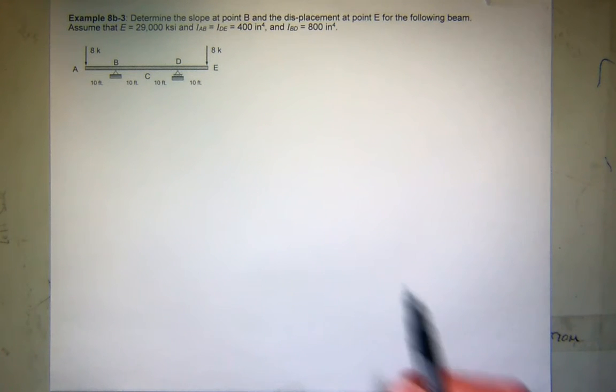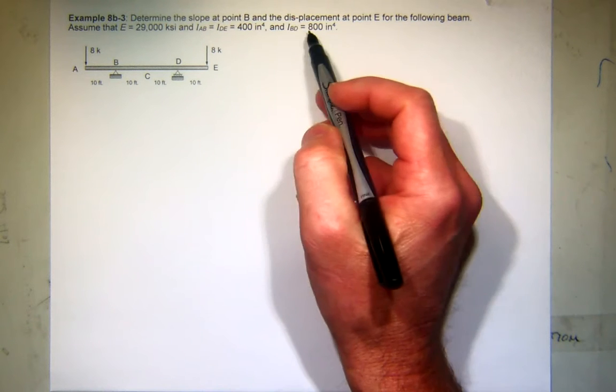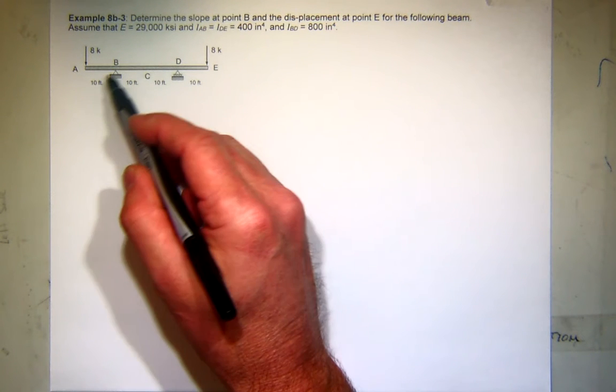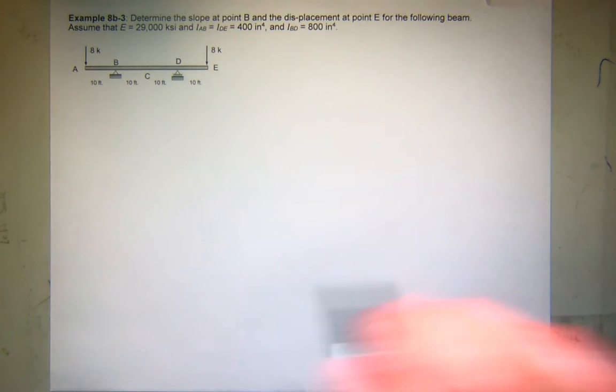All right, so let's work another problem with conjugate B. This one wants values at various places. First, it wants the slope at B, which is here, and the displacement at E, which is this free end.